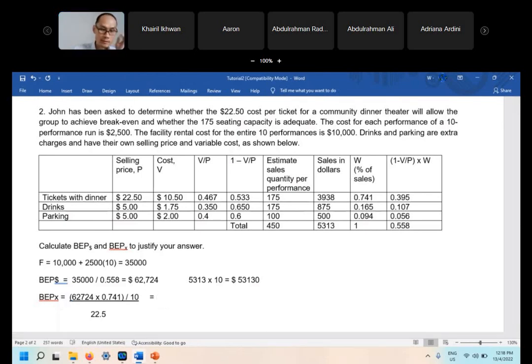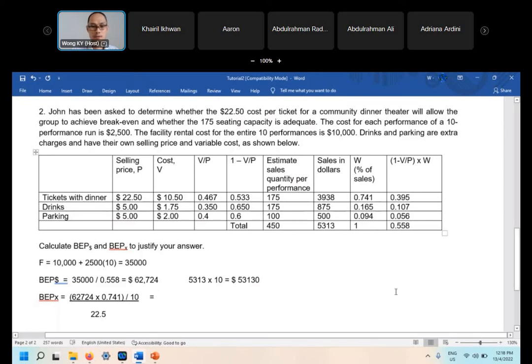Right, so you calculate this, you should get... anyone has calculated the answer? 206.75, 206.57, sorry. So it means to break even, you need a seating capacity of 206.57. Okay, so it means the current seating capacity of 175 is not enough to break even.